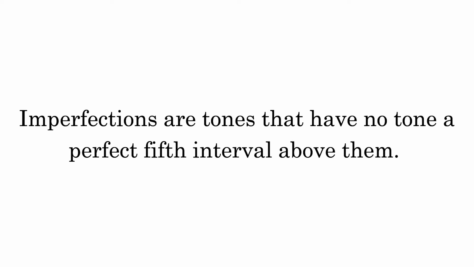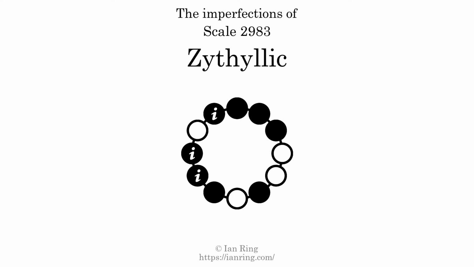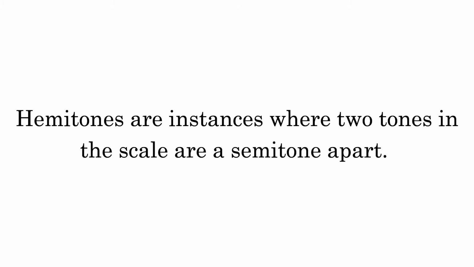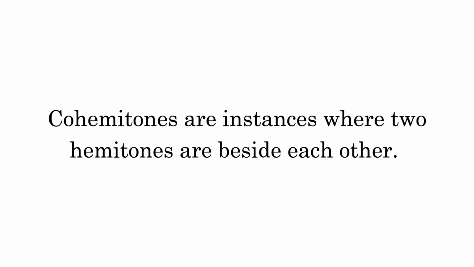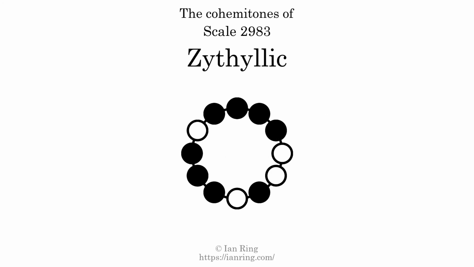Imperfections are tones that have no tone a perfect fifth interval above them. This scale has 3 imperfections. They are at positions here, here, and here. Hemitones are instances where 2 tones in the scale are a semitone apart. This scale has 5 hemitones. They are at positions here, here, here, here, and here. Cohemitones are instances where 2 hemitones are beside each other. This scale has 3 cohemitones. They are at positions here, here, and here.